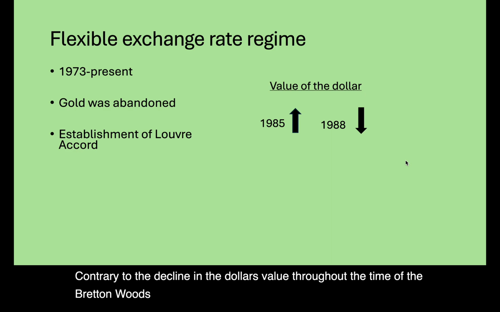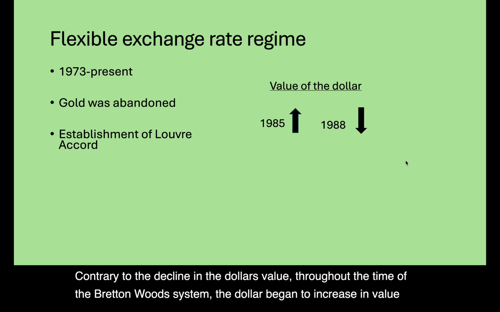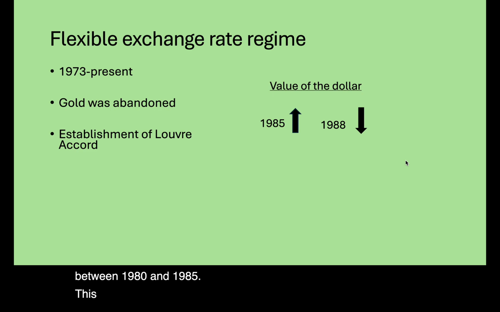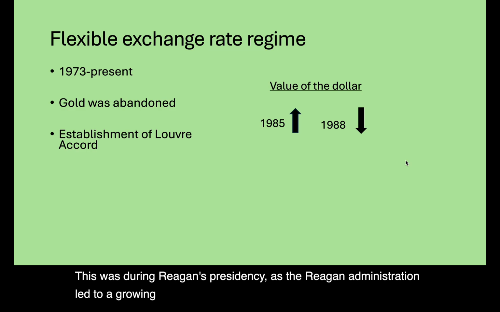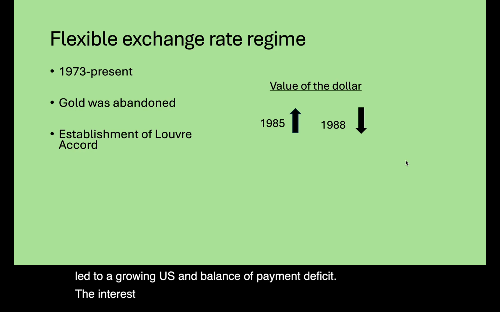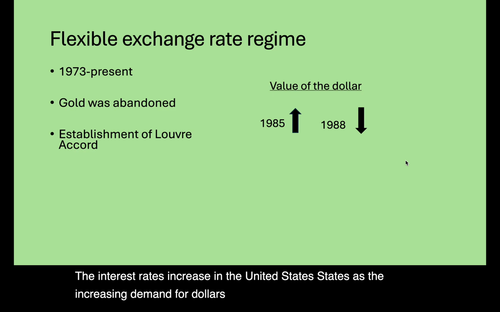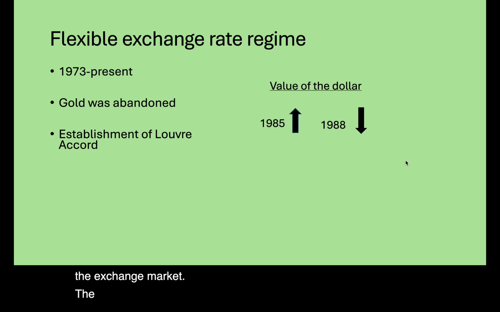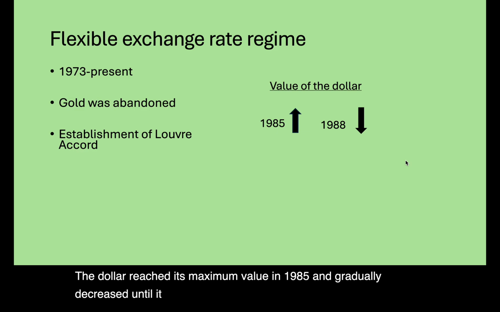Contrary to the decline in the dollar's value throughout the time of the Bretton Woods system, the dollar began to increase in value between 1980 and 1985. This was during Reagan's presidency, as the Reagan administration led to a growing U.S. budget and balance of payment deficit. The interest rates increased in the United States as the increasing demand for dollars by foreign investors increased its value throughout the exchange market. The dollar reached its maximum value in 1985 and gradually decreased until it plateaued in 1988.